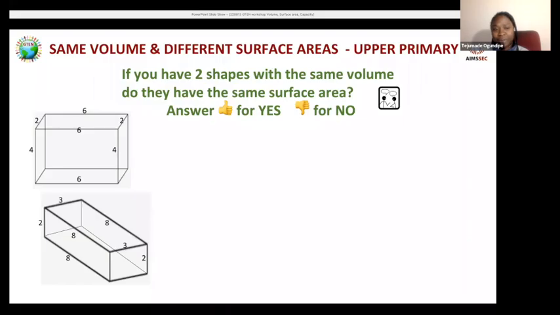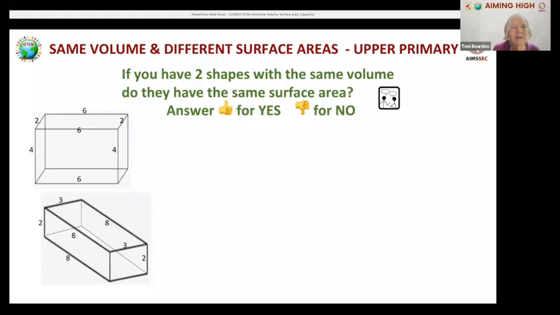6 by 2 by 4 and 3 by 2 by 8. At the last slide, we looked at the same surface area and different volumes. Now we're going to look at the same volume and different surface areas. You could just guess whether it's yes or no, or maybe you'd be quickly calculating that those 2 cuboids have got the same volume.